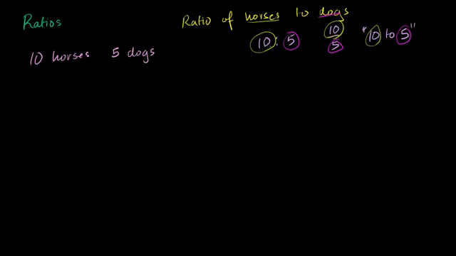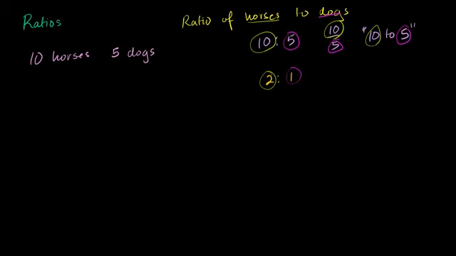Now, I just said I have 10 horses for every 5 dogs. But what does that mean? That means I have, sorry, not 5 horses for every 1 dog. That means I have 2 horses for every 1 dog, right? If for 5 dogs I have 10, that means for every one of these dogs there are 2 horses. For every 2 of these horses there's 1 dog. And I just kind of reasoned through that. So I have 2 horses for every 1 dog.